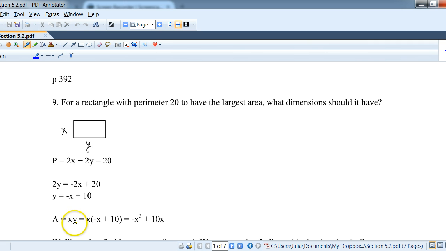But notice we cannot take the derivative of the area to find the maximum yet. Typically we have to solve for one of the variables using a different equation, which is why we have the perimeter. So if we solve for y, just because it's easier to substitute for y to have it in terms of x. So note we have negative x plus 10. Then we can substitute into the area. So x times y becomes x times negative x plus 10. And we have a quadratic, notice negative x squared plus 10x. It would have a maximum because it's an upside down quadratic.